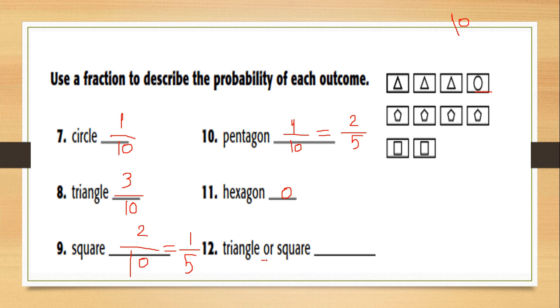Triangle or square. Like we said before, when we see the word or, that means we will make plus. We have here 3 triangle plus the squares is 2, so that will be 3 plus 2 over the total 10. Okay. 3 plus 2 equal 5. It will be 5/10. If you want to make it in simplest form, you will divide by 5. 5 divide 5 equal 1, and 10 divide 5 equal 2.